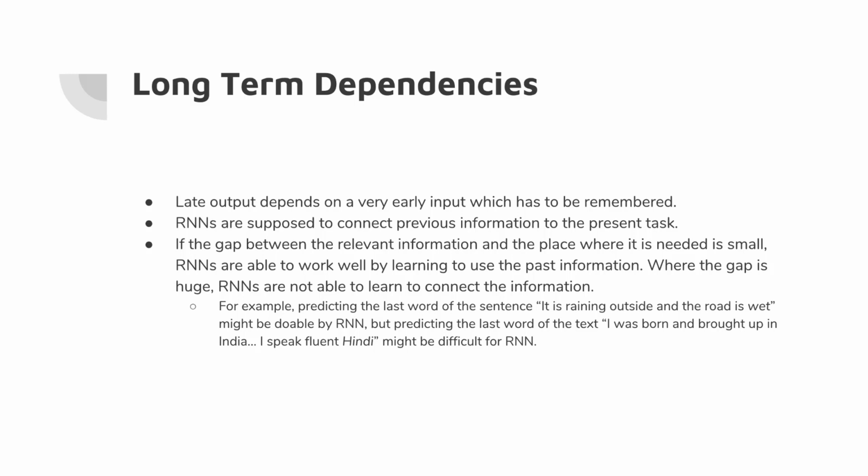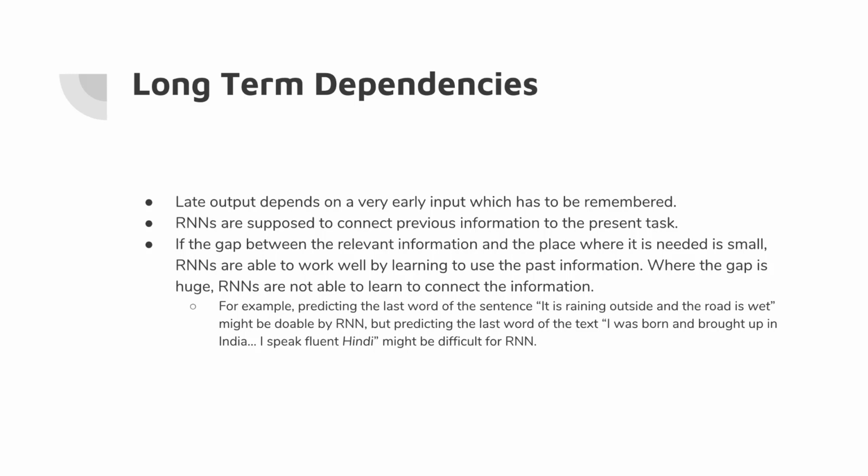But consider the sentence, I was born and brought up in India and I speak fluent Hindi. Here the gap is slightly bigger. Why? Because being born and brought up in India does not directly imply that I am fluent in Hindi. There are many Indians who are not fluent in Hindi, and a person born and brought up in India may be fluent in more than one language. So it is not very obvious that the word Hindi will come in this sentence.